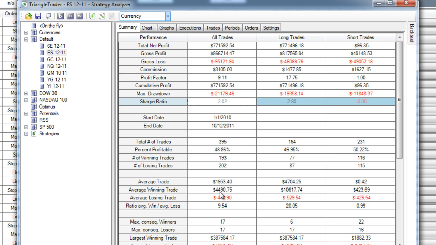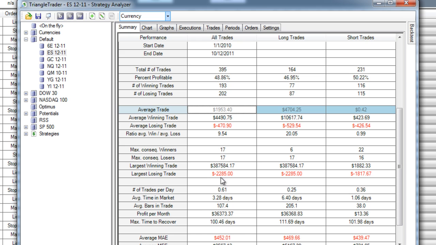Let's see what else we have. We have our average trade, $2,000, which is great if that's the way it happens. And that's on the overall. However, on the short side, it's not very good. We can see our largest winning trade, our largest losing trade. Obviously, there's an issue. 387,000 for a largest winning trade doesn't actually happen.